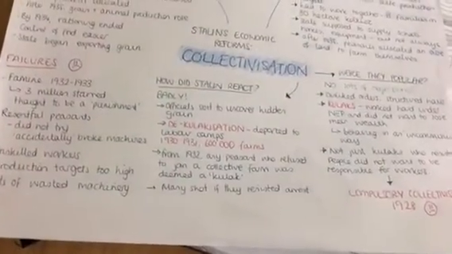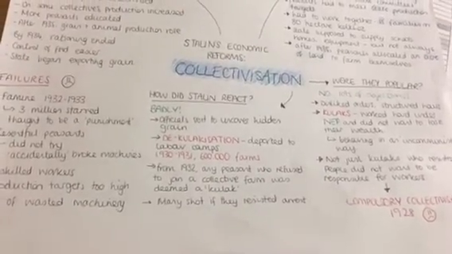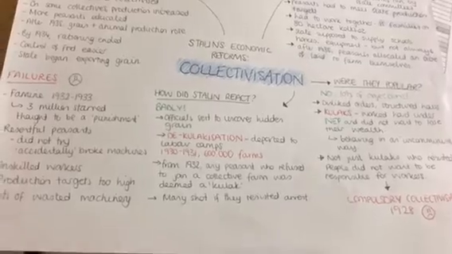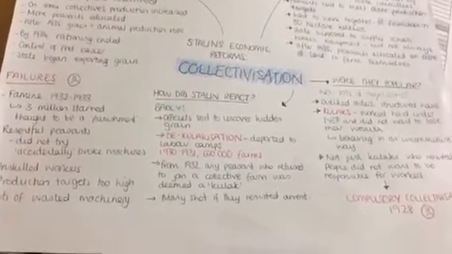From 1932, any peasant who refused to join a collective farm was deemed to be a kulak, and many were shot if they resisted arrest. They were often sent to Siberia and other labour camps as well.